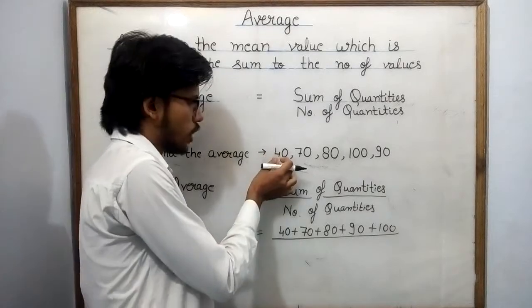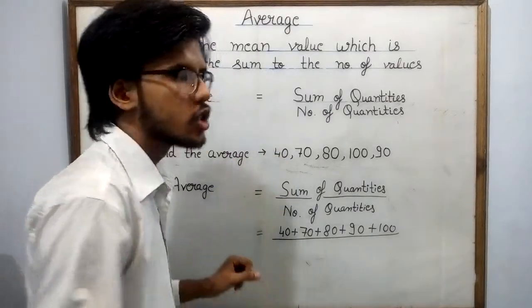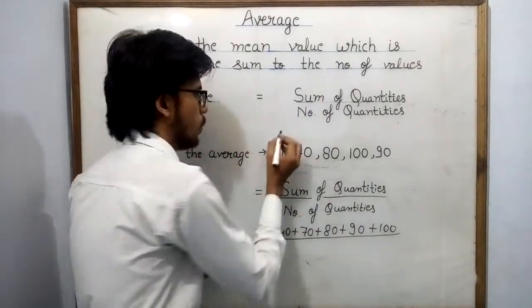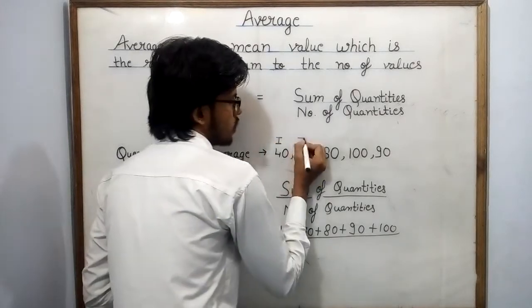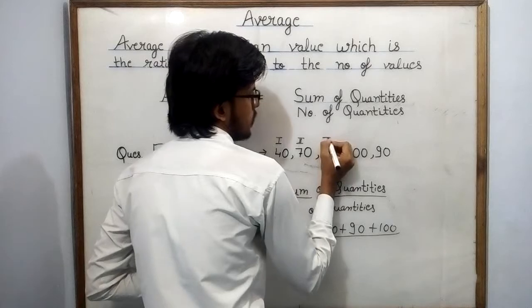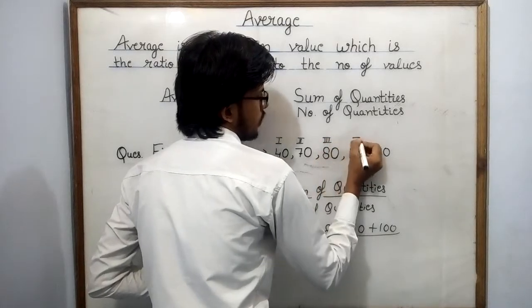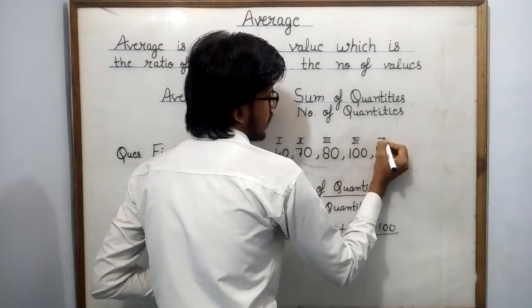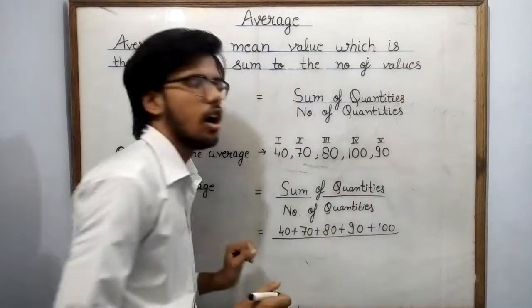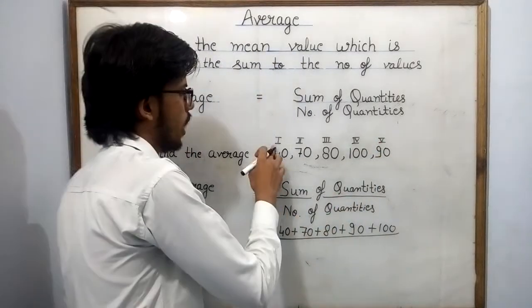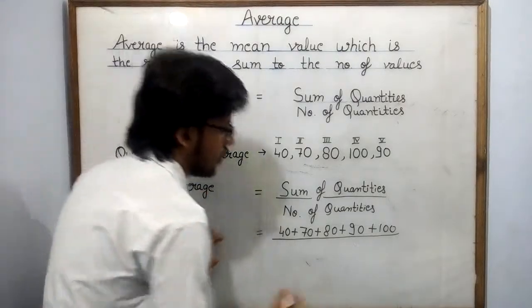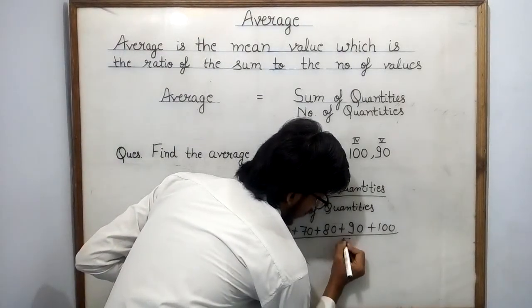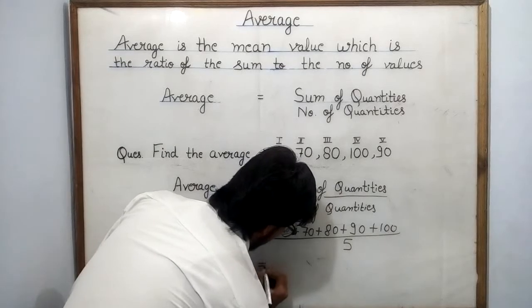See, this 40 is one complete number, so this will be the first value. Now 70 will be the second value, 80 the third value, 100 the fourth value, and 90 the fifth value. So how many total values are there? 1, 2, 3, 4 and 5. Five values are there, so we will divide this by 5. And now we will add them.